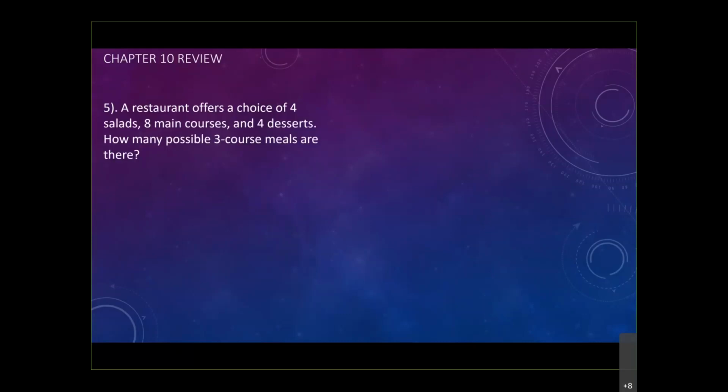If you don't have those, as in this case, do you see that we have 3 categories and we want to pick one of each? How many ways can we order this 3-course meal? Remember that this is your fundamental counting principle, which basically tells you to find the total of each group and multiply them together.